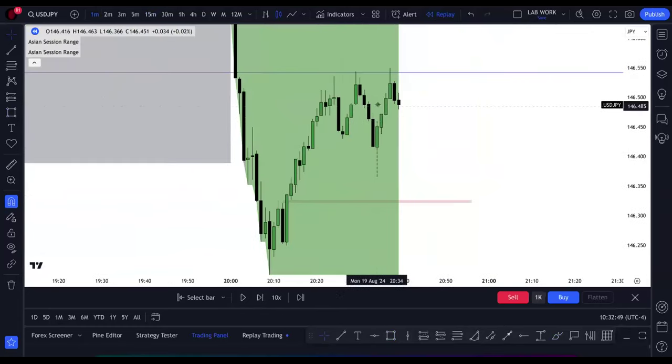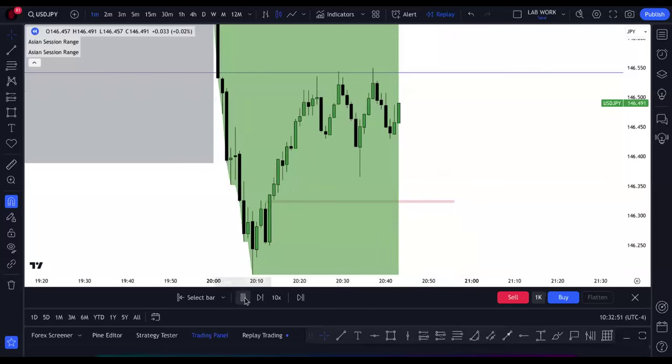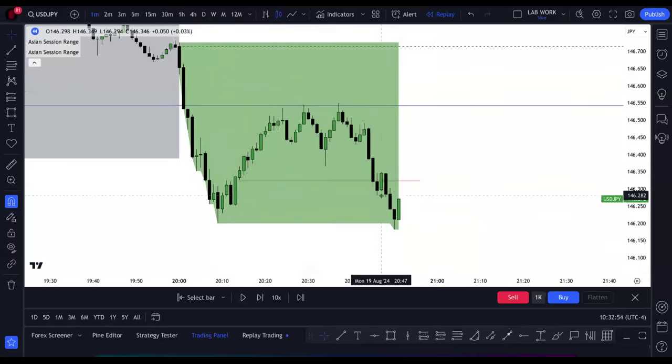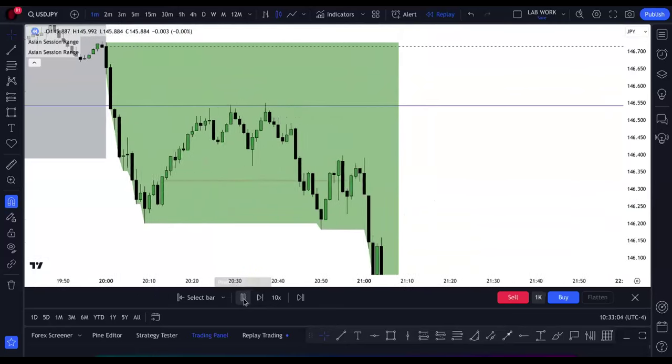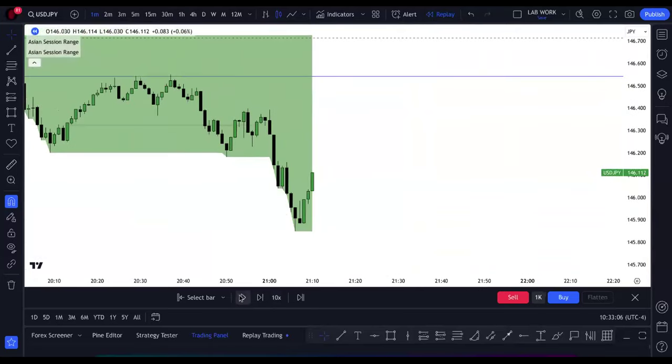And I'm looking for my model. I think it forms a little later. See, it comes down, hits that fair value gap. It could be long there too. Stop loss 10, 5, 15 pips, 20 pips. Be reasonable. Play it forward. It happened a little later, yeah. I remember now.